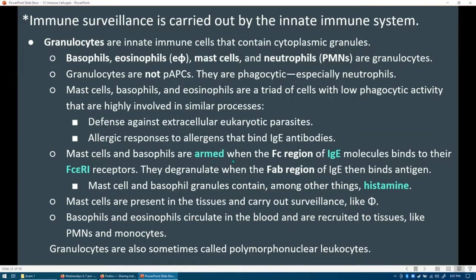So mast cells and basophils become armed when they bind to IgE molecules that have not yet bound to antigen. And then mast cells and basophils degranulate when the Fab region of the IgE then binds its antigen. So only then is the cell triggered. The cell already binds to antibodies, but those antibodies haven't bound to anything else. Once they do bind to their antigen, that triggers the degranulation, the activation of the mast cell slash basophil.